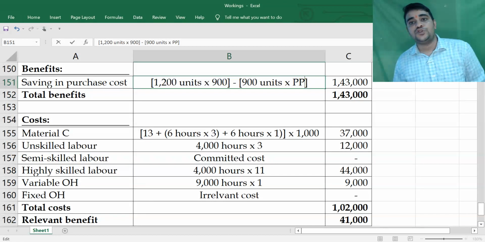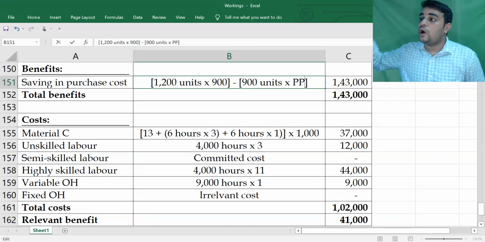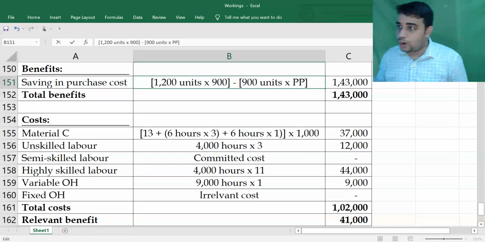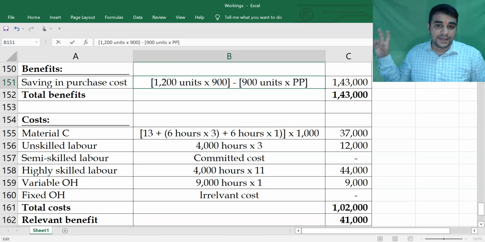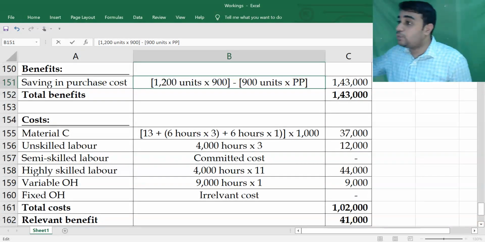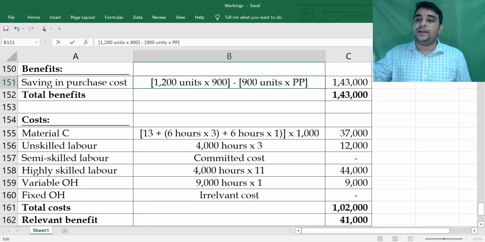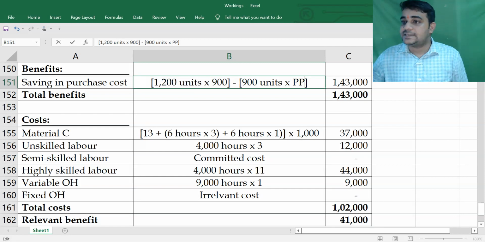They are asking what should be the maximum purchase price you should be willing to pay if you want to go ahead with the option of conversion into sub-assembly. How will that happen? The saving in purchase cost should be 1,43,000. How can that become 1,43,000? 1,200 into 900 minus 900 into x. That x is the purchase price.